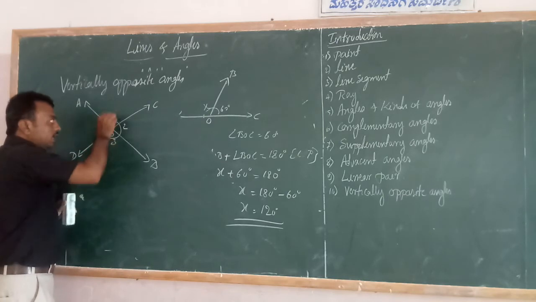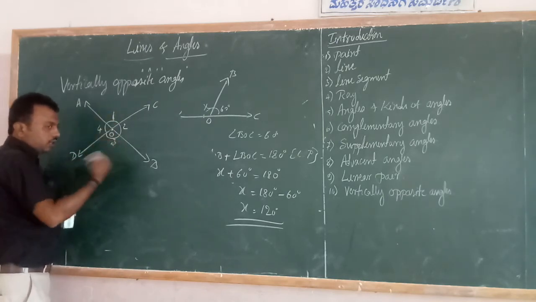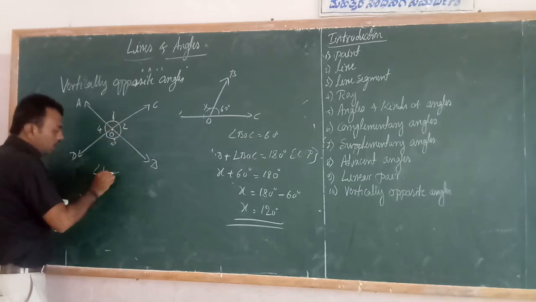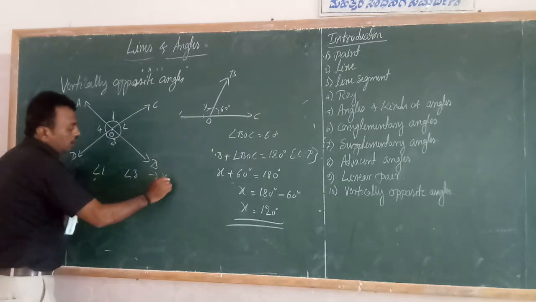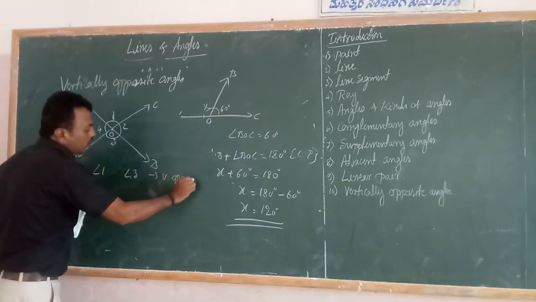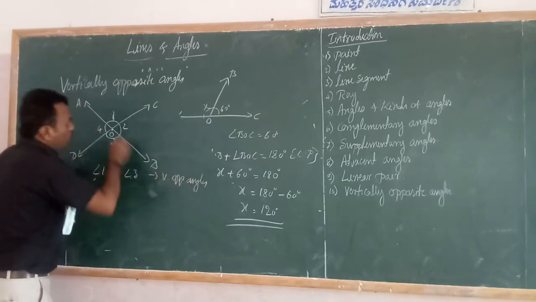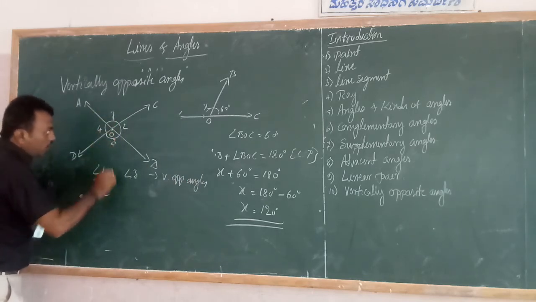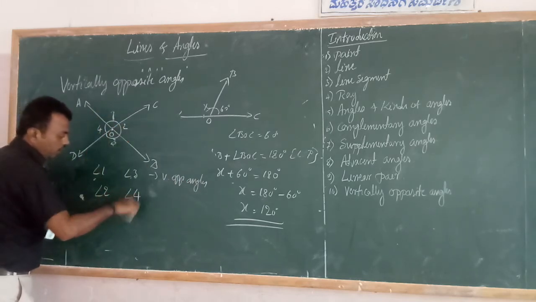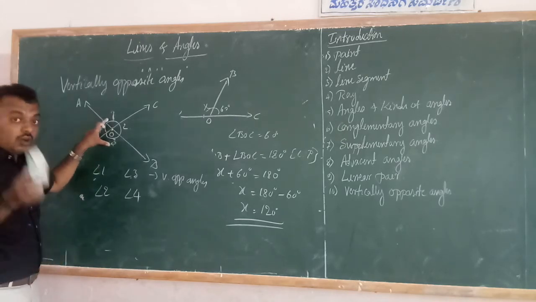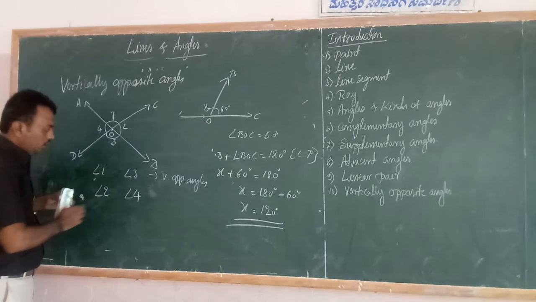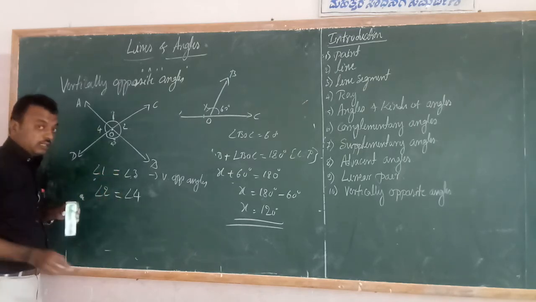The opposite angles, see, 1 and 3 are vertically opposite. Opposite means facing each other. Right? Angle 1 and angle 3, these two angles are the vertically opposite angles. And one more pair, 2 and 4. These two vertically opposite angles are always equal to each other. Opposite angles are always equal.